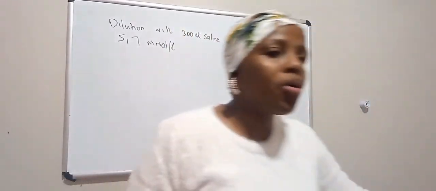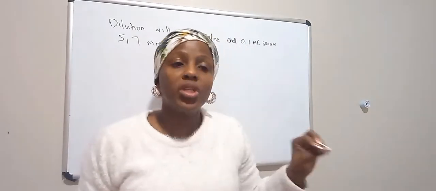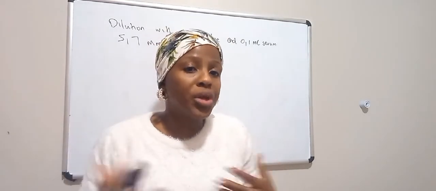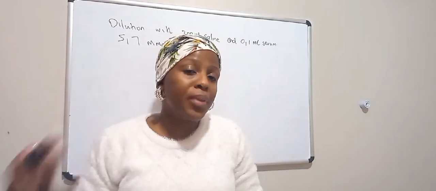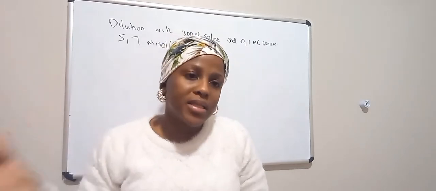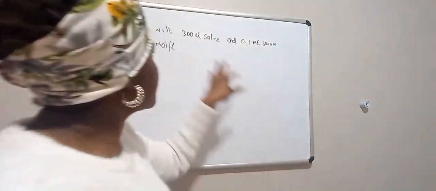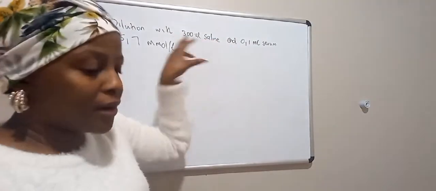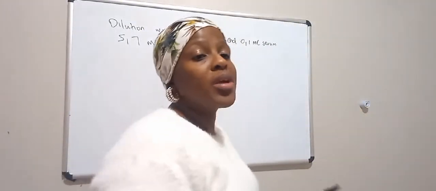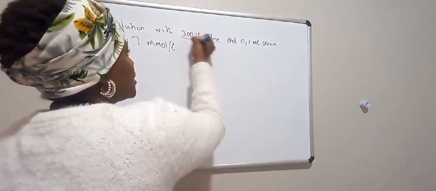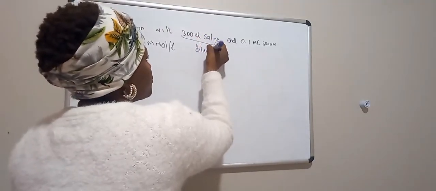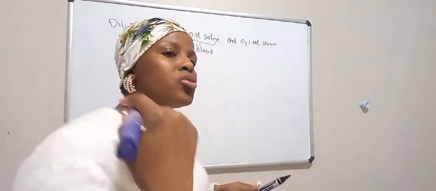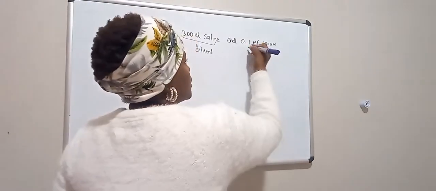So firstly, what we are going to start with in this question is to determine the dilution factor that we can use to multiply and calculate our final result. So the first step is looking at your question. It says this dilution that you have made, you have used 300 microliters of saline. So in this case, the saline will be your diluent, and 0.1 mls of serum, which will be your solute, or what you want to dilute.